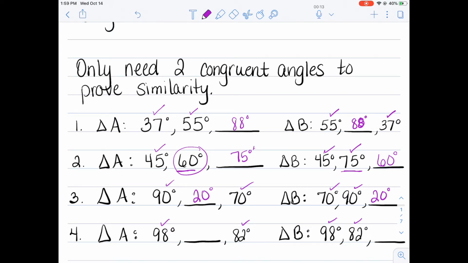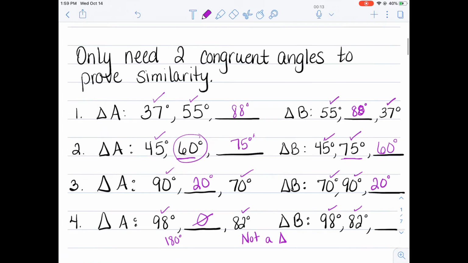If we add 98 plus 82, that's already 180 degrees. And a triangle can't be more than 180. So there's no degrees left for this angle. There's nothing that can go here. So we have to have 3 angles. We can't have a two-angled triangle. It's impossible. So this is not a triangle. Okay, so it can't be similar because it's not even a triangle.